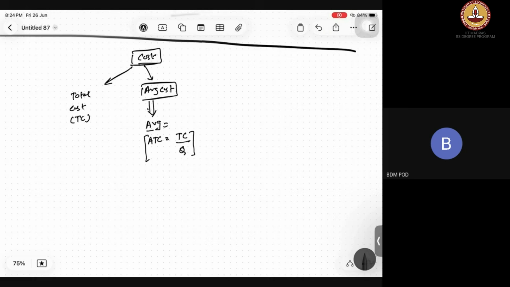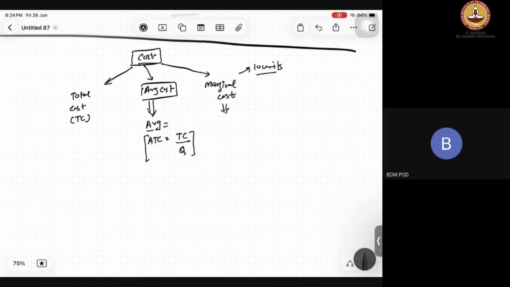Okay. Now coming to the marginal cost. So what do you mean by the marginal cost? You have already understood from the previous example. When you are consuming an extra unit, right? One extra unit, how much you are paying extra for that? Suppose you are consuming 10 units.